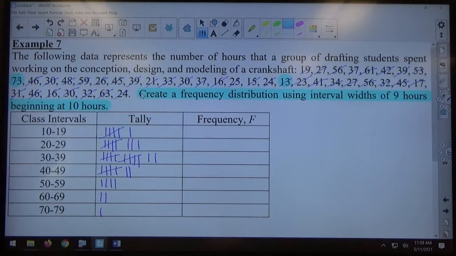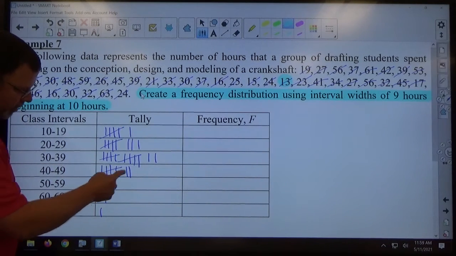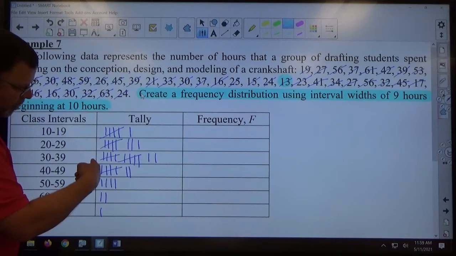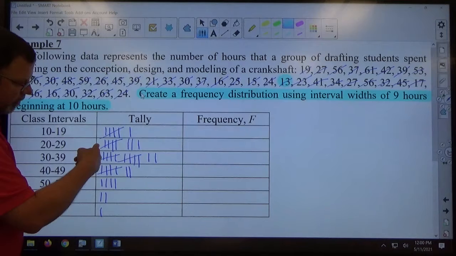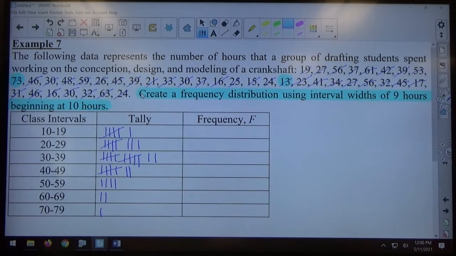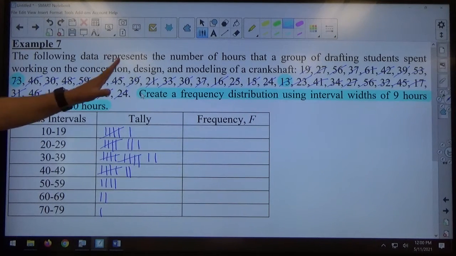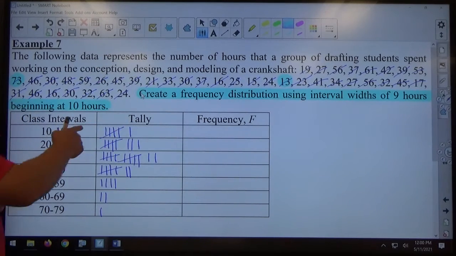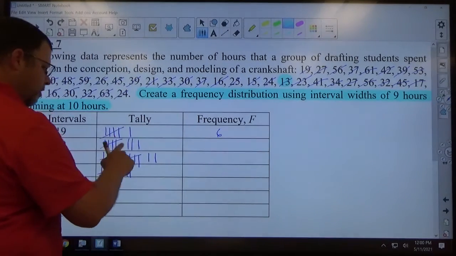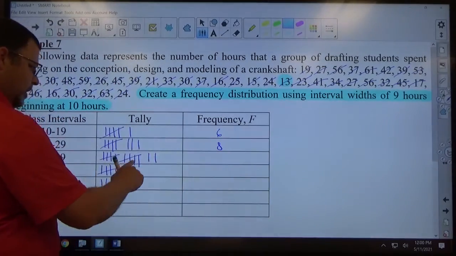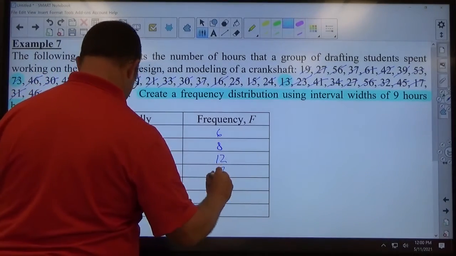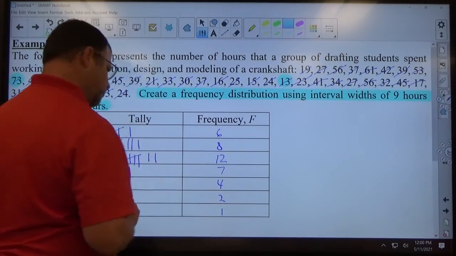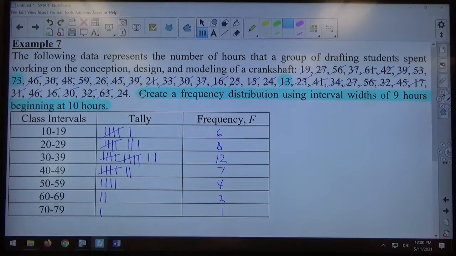All right. And again, there's 40 numbers in there. I can verify that I have 40 tally marks real quick. So 1, 3, 7, and 7 is 14, and 12 is 26, and 8 is 34, and 6 is 40. Right? And all the tally marks we want to do for the frequency here is just identify how many there are. So there's 5 plus 1 is 6, 5 plus 3 is 8, 10 plus 2 is 12, 5 plus 2 is 7, that's 4, that's 2, that's 1.